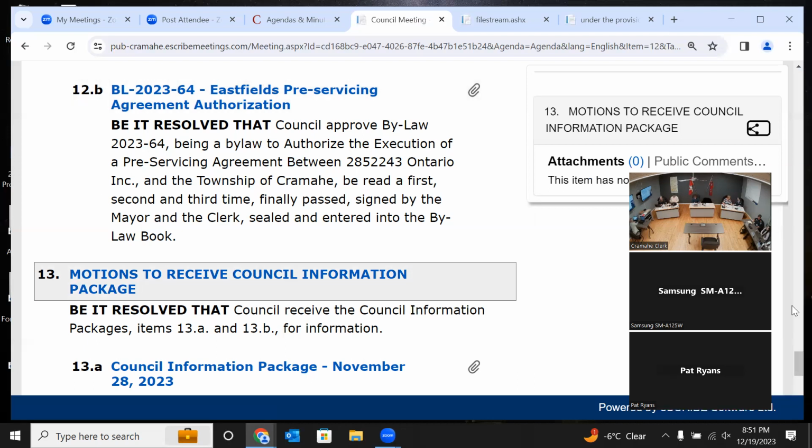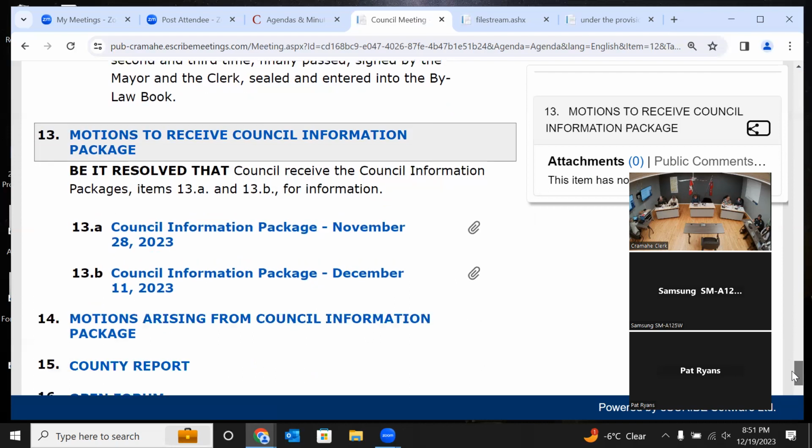Item 13, motions to receive council information packages. Resolution reads, be it resolved that council receive the council information packages item 13A and 13B for information from November 28th and December 11th, 2023. Could I have a mover and a seconder, please? Moved, Van Egmond. Second, Hamilton. Any discussion, questions?